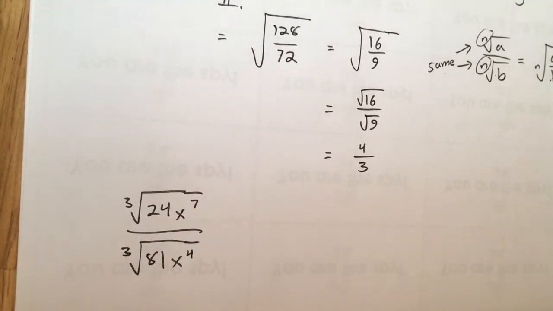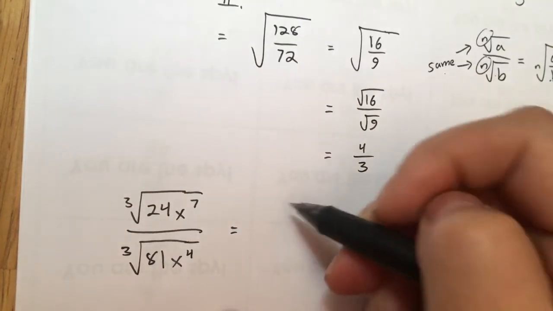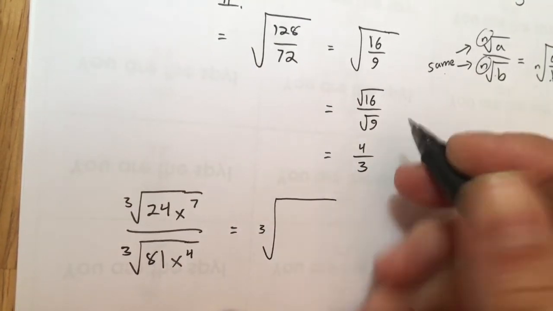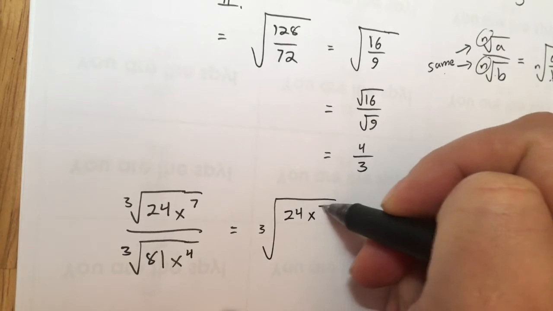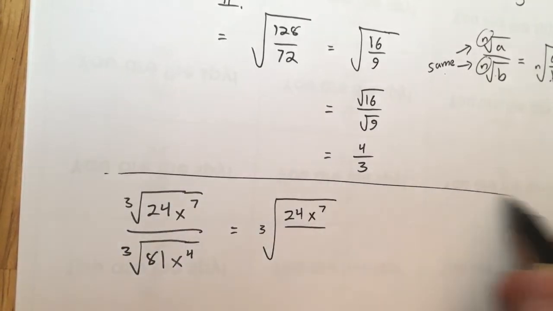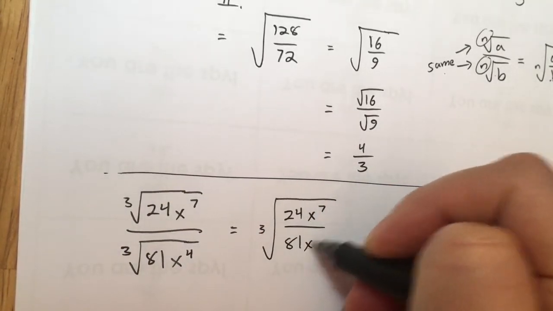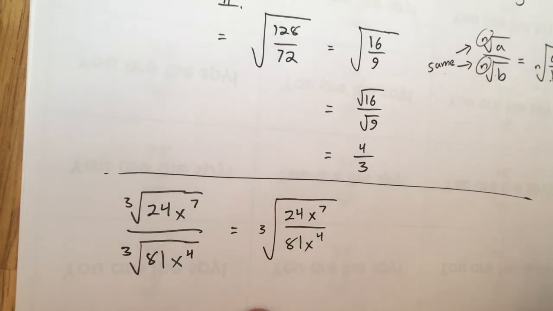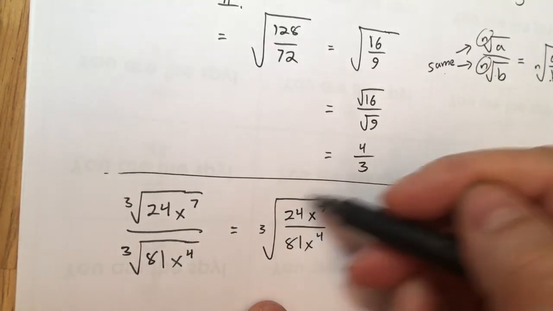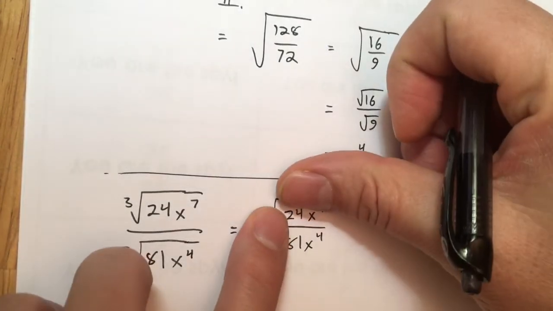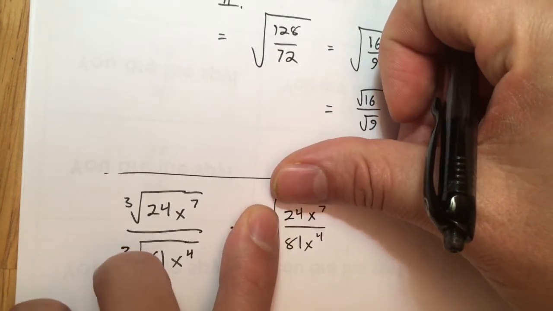Okay, let me do it the second way. I'm going to write this as just one big cubed root of 24x to the 7 divided by 81x to the 4th. Let's simplify what's in here under the radical. Let's ignore the radical for just a second and just simplify what's in there.